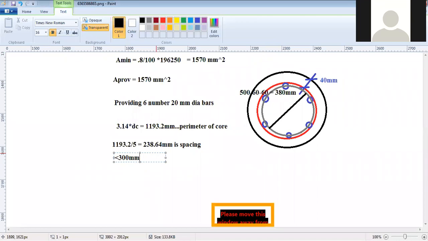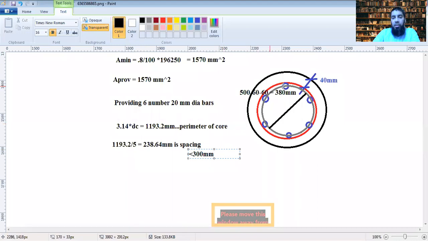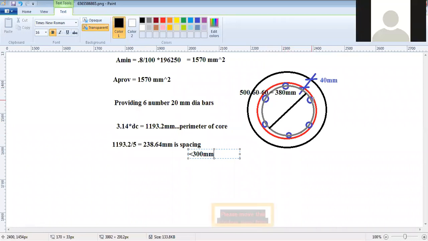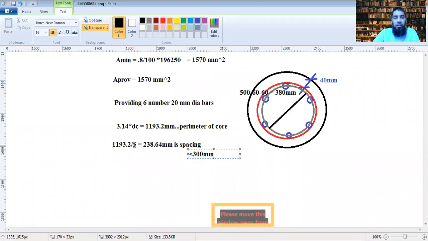1193.2 divided by 6. Not 6, it will be 5. 1 2 3 6, just a minute. 1 2 3 4 5 6. Yes, 1 2 3 4 5 6. Yes, here it will be 6.